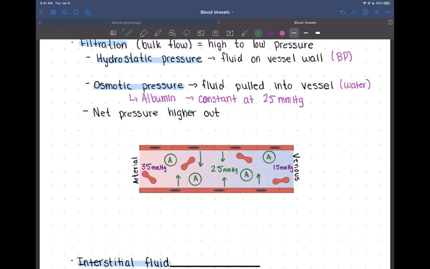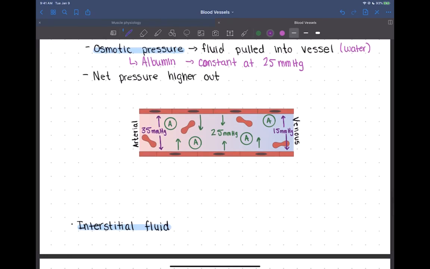Okay, so that's our force pulling in. And so then we have our hydrostatic pressures, remember, pushing out, and they differ on the arterial versus the venous side. And so on the arterial side, we'll say it's about 35 millimeters of mercury pushing out. And on the venous side, we have about 15 millimeters of mercury pushing out. Okay? So what we want to figure out is, what is the net pressure? Is there more pressure pushing out, or is there more pressure pulling fluid in?